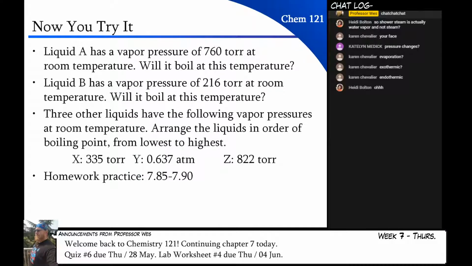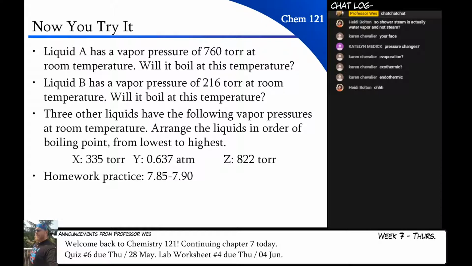All right, so here's some practice questions for you to think about. And we'll go over the answers to these in just a second. But let's suppose that I have liquids A and B, X, Y, and Z. Liquid A has a vapor pressure of this much at room temperature. You'll notice I'm giving you numbers in torr, so you're going to have to go look up what the conversion for torr to ATM is. Will liquid A boil at room temperature? Will liquid B boil at room temperature? And then arrange liquids X, Y, and Z in order of their boiling point.